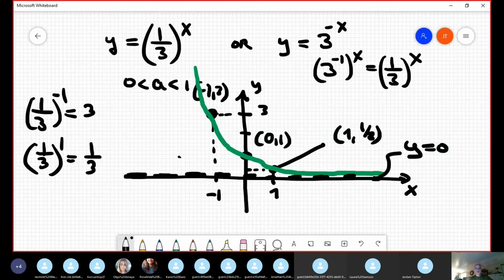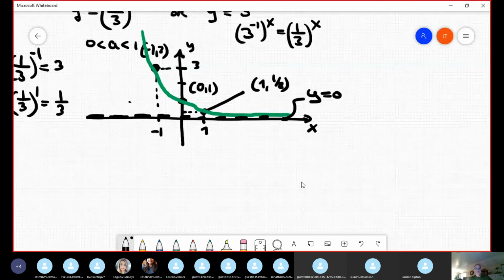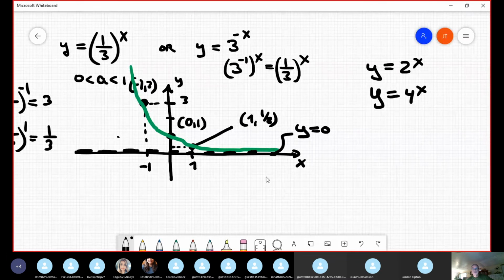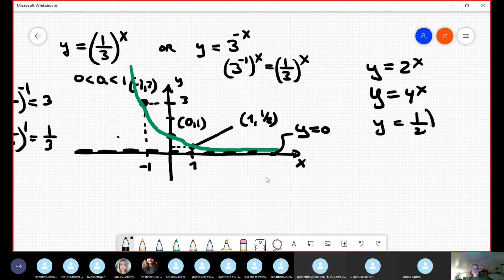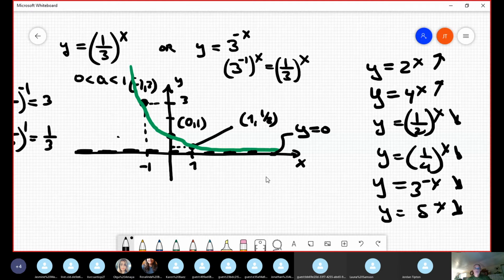Okay, so now you need to be ready in test 4, because question number 1 is to do the graph of the exponential. Guys, I don't know, I might put 2 to the x, or 4 to the x, or 1/2 to the x, or 1/4 to the x, or 3 to the -x, or 5 to the -x. You need to understand that this is increasing, increasing, decreasing and decreasing, because I use a negative exponent. Okay? Clear? No problem.